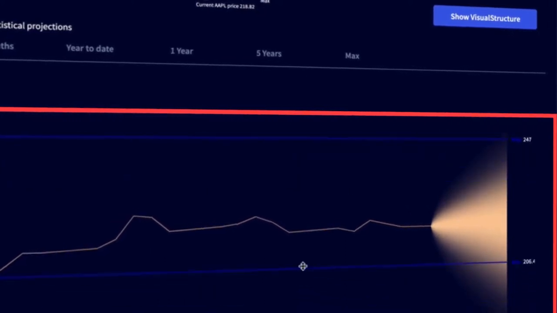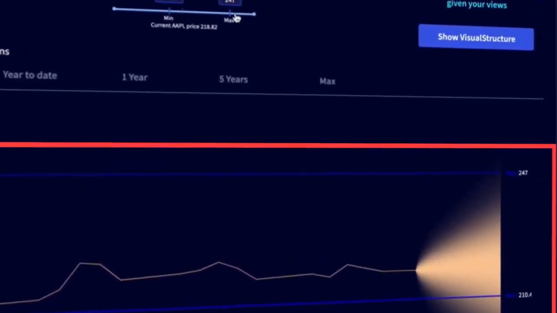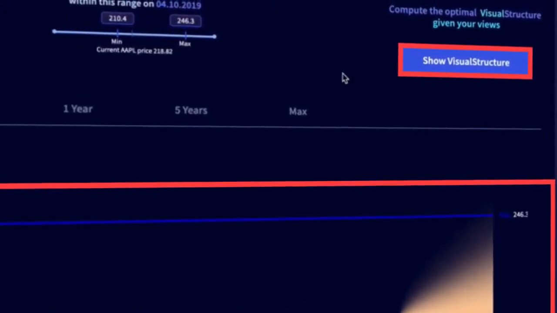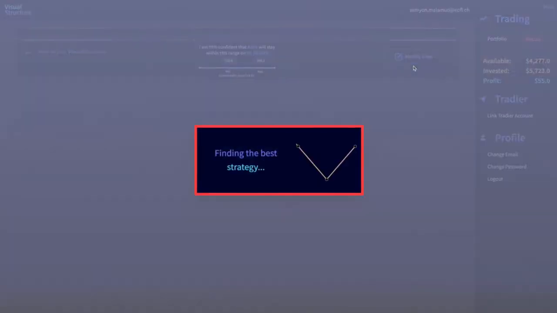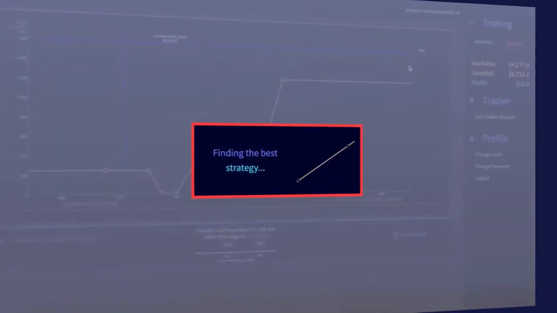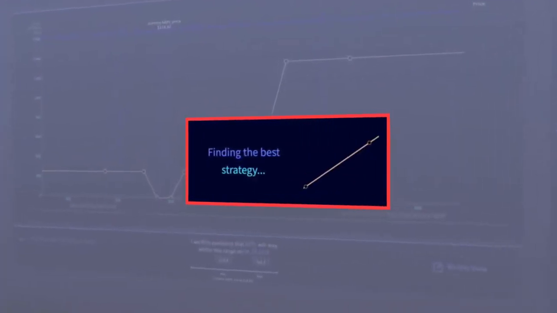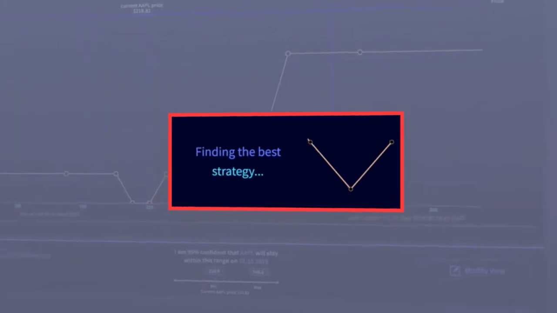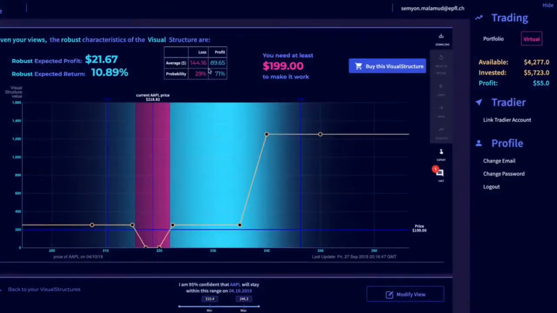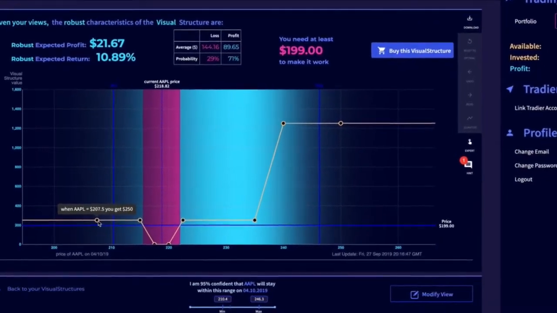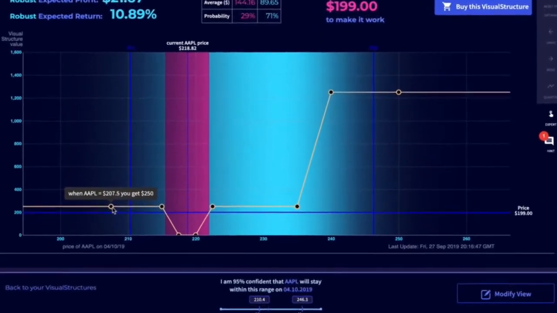Once you have expressed your views, you can now click on the Show Visual Structure button. This launches our proprietary artificial intelligence algorithm that selects the visual structure that is best for you given your views and risk appetite. This is your custom-built visual structure. It is represented by a payoff diagram. A payoff diagram is a graph showing how much money you're going to get depending on the market outcome.